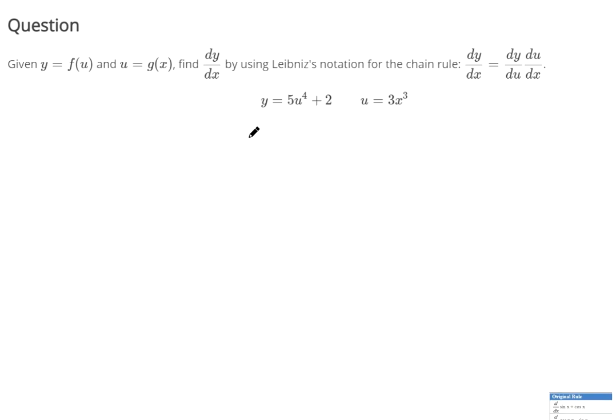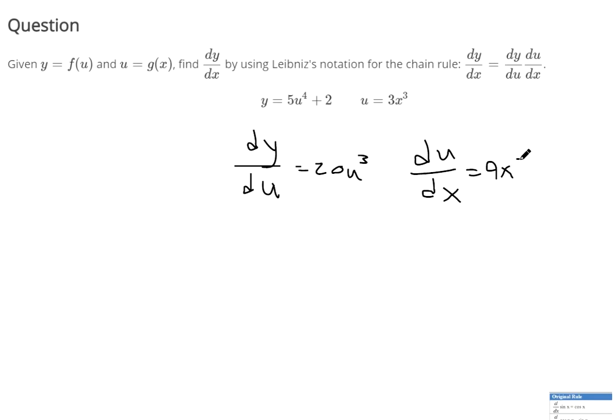Let's find dy with respect to u. So derivative of y with respect to u is 20u to the third. And the derivative of 2 is just nothing. And the derivative of u with respect to x, 3 comes down and multiplies, it makes 9x squared. So dy dx equals all this stuff. We can just plug it in now. We know what dy du is. It's 20u to the third. And we know what du dx is. That's 9x squared. And then we know what u is in terms of x. It's 3 times x to the third.